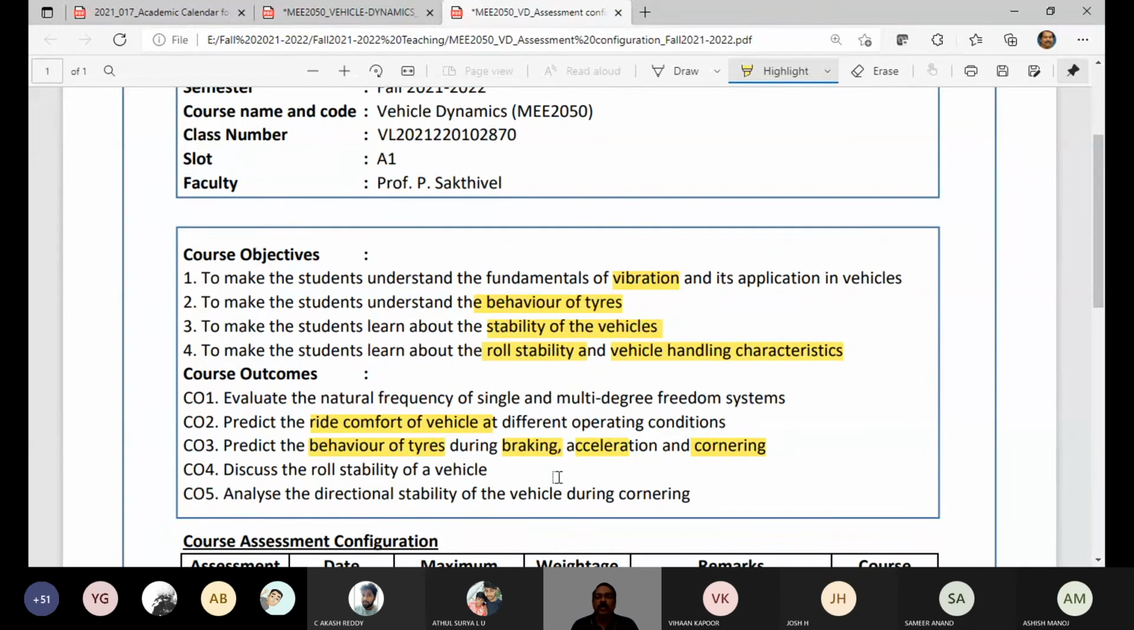So you are able to integrate the performance and capability of the vehicle to have safe maneuvering of your vehicle. That would be evident if you understand and are able to predict the behavior of tires during these three operating states of your vehicle. Like you brake your vehicle, accelerate your vehicle, or maneuver or corner your vehicle, you will be able to predict the behavior of tires. So that's course outcome 3.